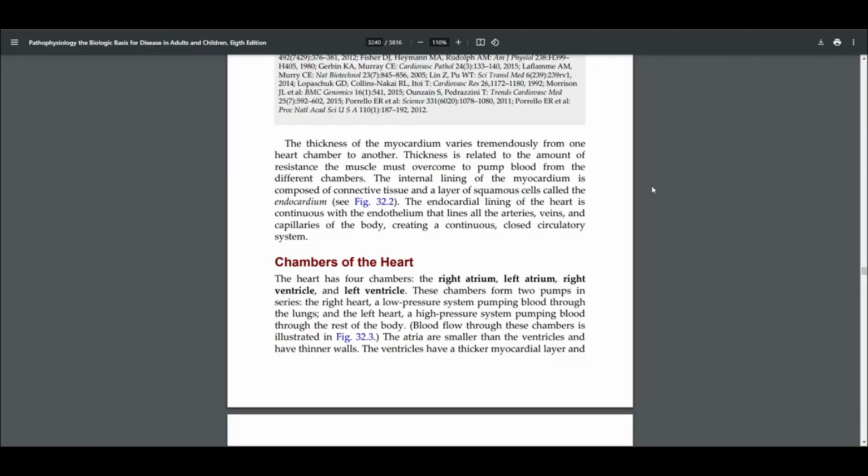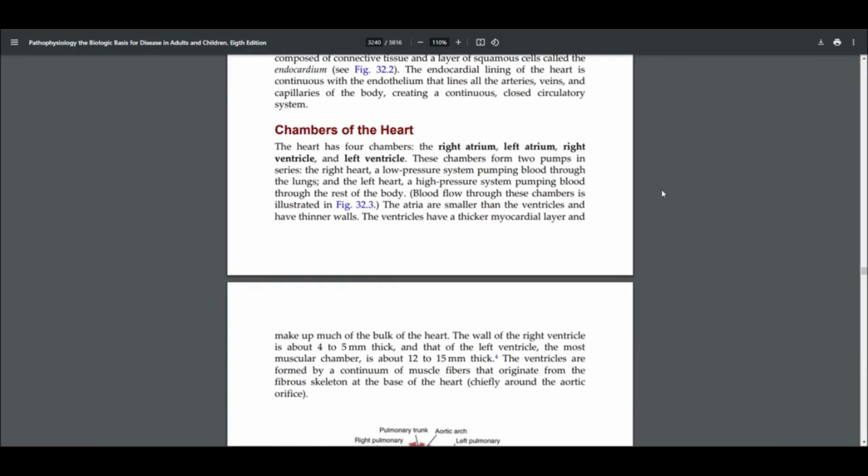Chambers of the heart. Well, the heart has 4 chambers: the right atrium, left atrium, right ventricle, and left ventricle. These chambers form 2 pumps in series. The right heart, a low-pressure system pumping blood through the lungs, and the left heart, which is a high-pressure system pumping blood through the rest of the body. Blood flow through these chambers is illustrated in that figure we took a look at already.